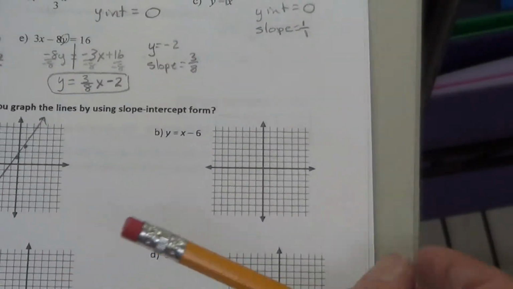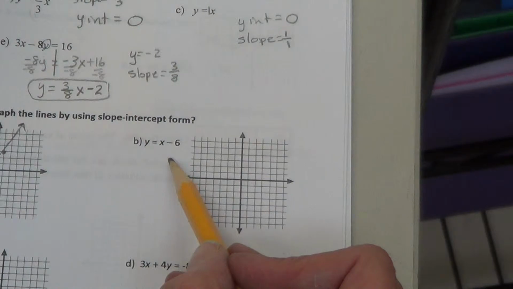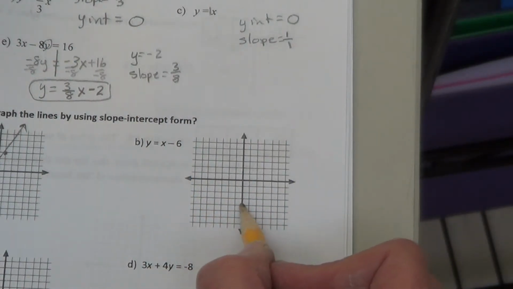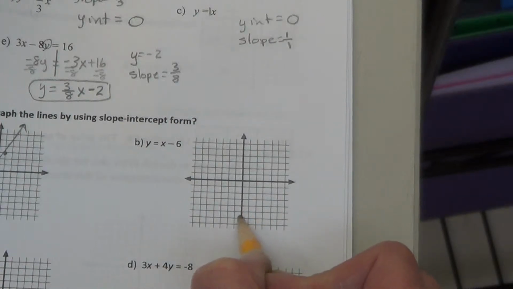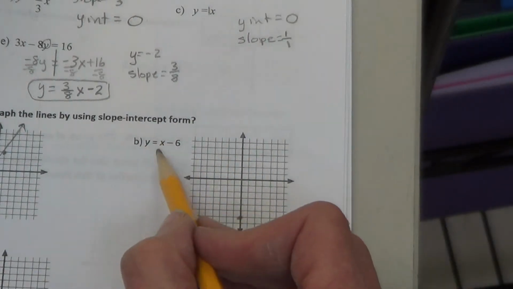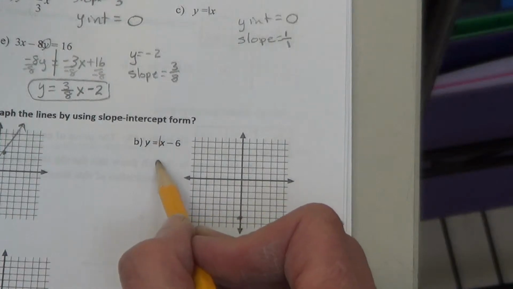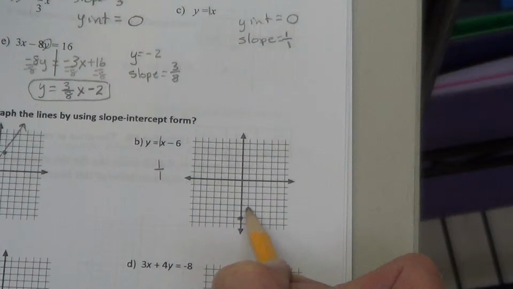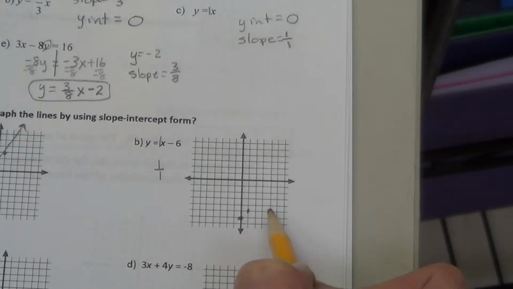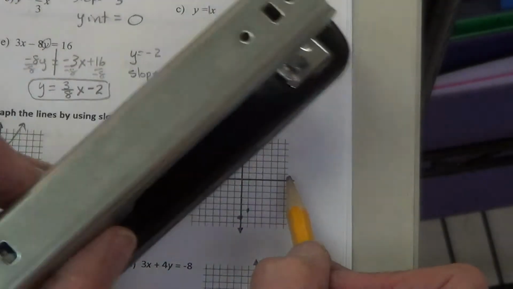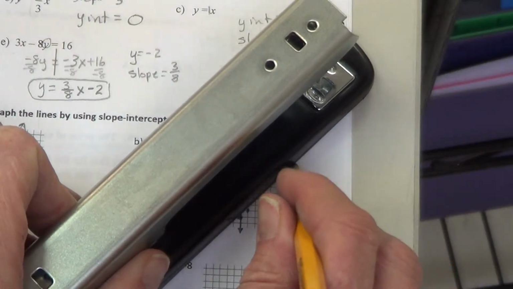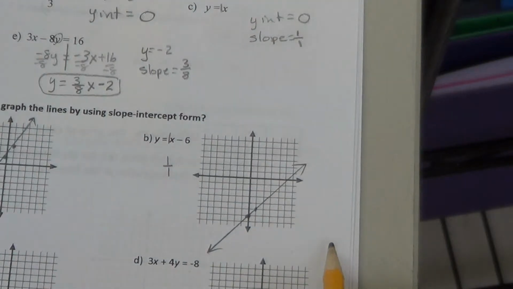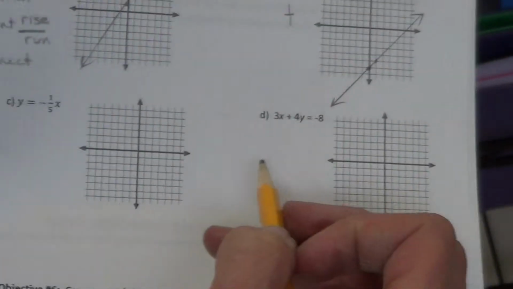Next one. Our y-intercept is negative 6. So we come down to negative 6: 1, 2, 3, 4, 5, 6. Our slope, that's a 1 in front of there, so it's 1 over 1. It's a rise 1, run 1 from that point. And we ran to the right because it's positive. There's our line for that one. Next problem.